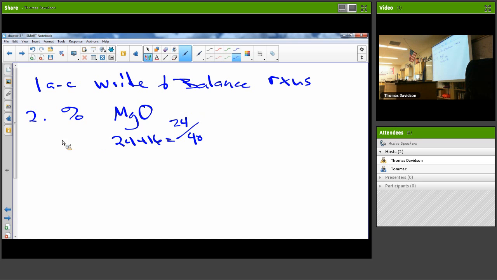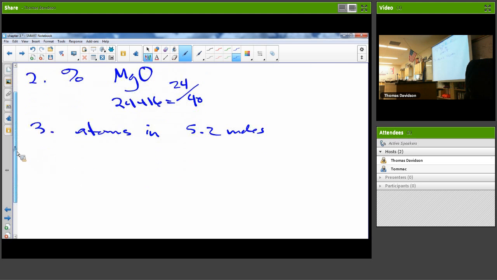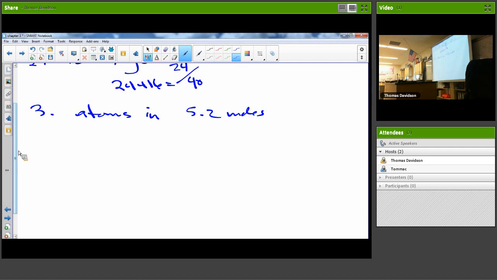Okay? Number 3 asks for atoms in like 5.2 moles. Something like that. How would you calculate that number? You multiply it by Avogadro's number.